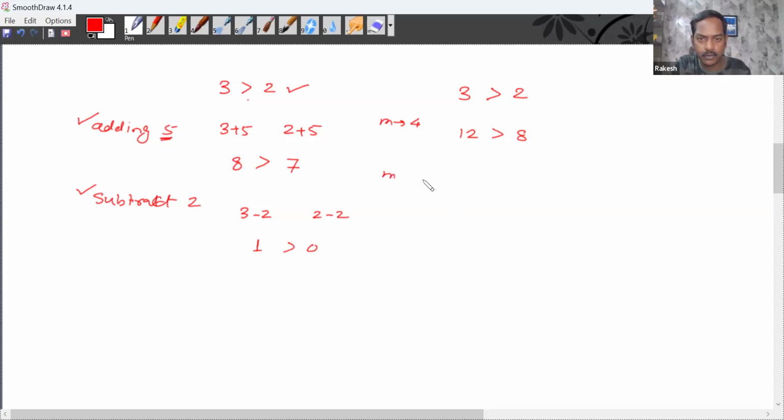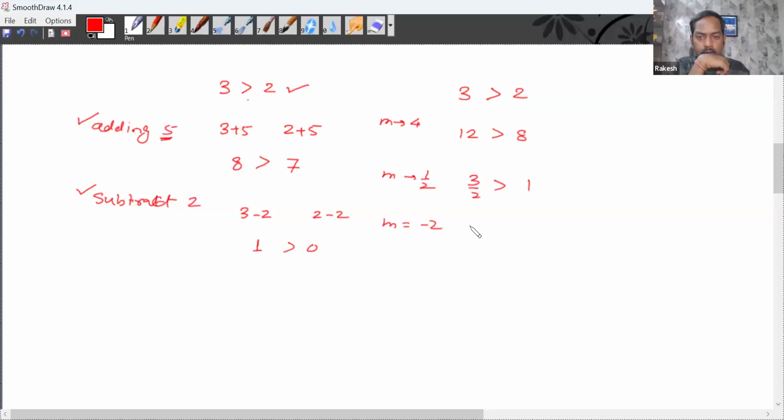If I multiply both the sides by 1 by 2, right? Let's take fraction also. So this will become what? 3 by 2. This will become what? 2 by 2, that is 1. Again, 3 by 2 is nothing but what? 1.5. Again, the sign is not changed. Good enough. If I multiply both the sides by minus 2, let's take negative value.